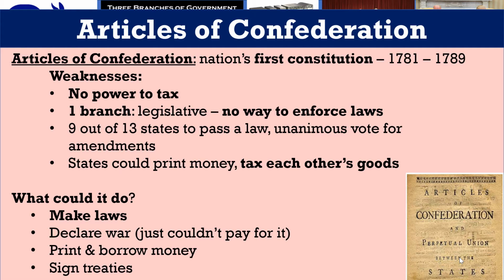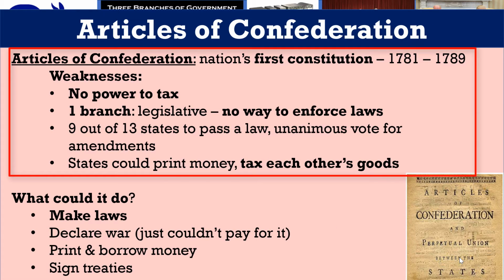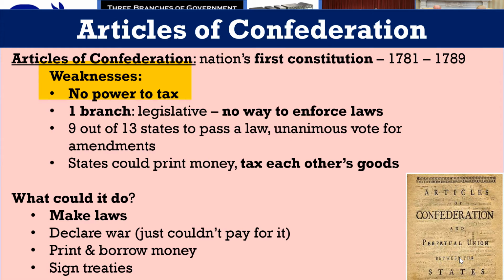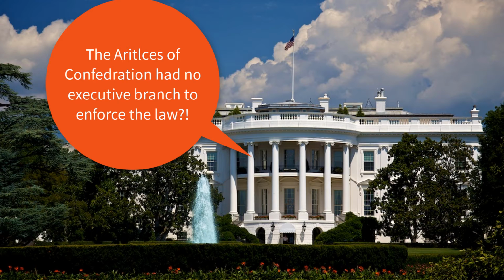Now, it's those weaknesses that the AP will want you to identify. The most glaring is that the national government lacked the power to tax. A government without money can't really do much. The Articles also only provided one branch, a legislature. So while they could make laws, they didn't have another branch to enforce them, which is the second big weakness. After all, enforcing the law is what the executive branch is tasked with doing.